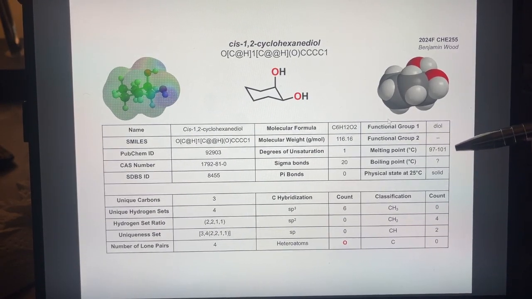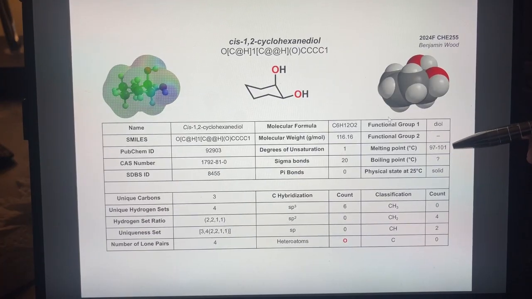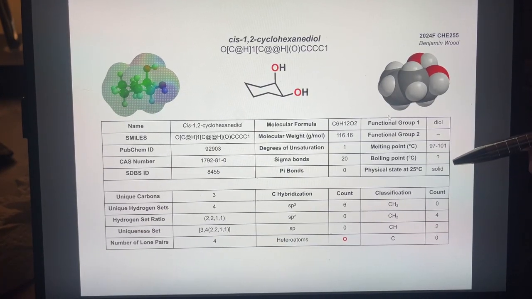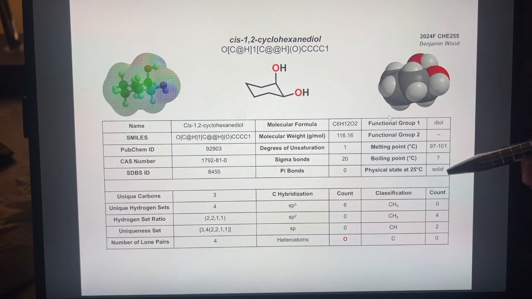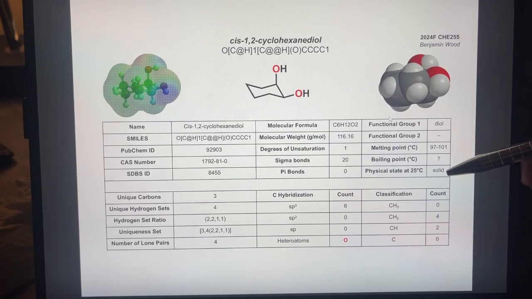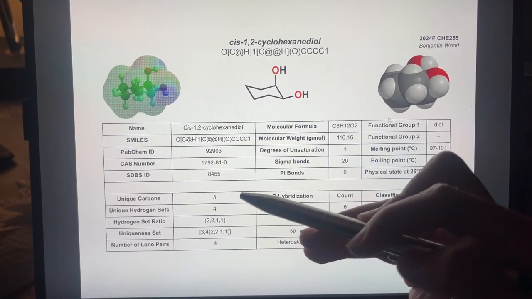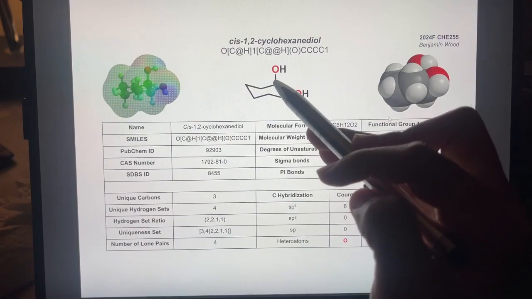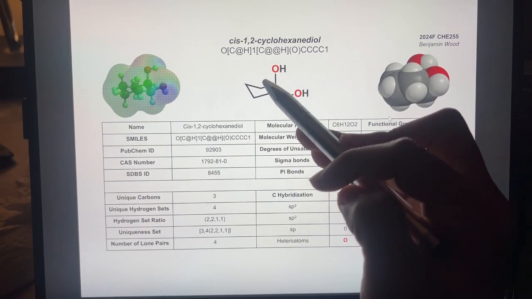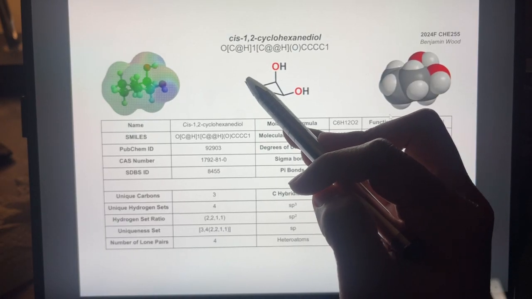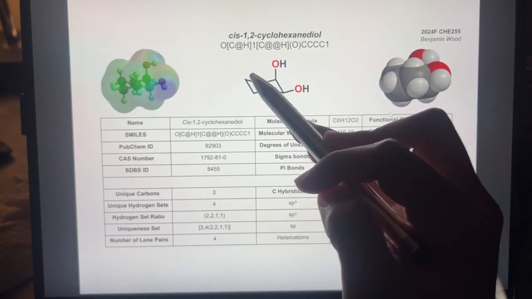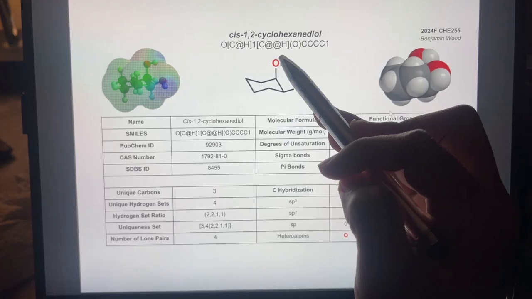Its melting point is in the range of 97 Celsius to 101 Celsius. Its boiling point is unknown, but digging a little deeper, it's 116 Celsius. Its physical state at 25 Celsius is solid. Its unique carbons is 3. This will be a unique carbon, this will be a unique carbon, and then this will be a unique carbon, due to all 3 of them connecting to different carbons or heteroatoms.